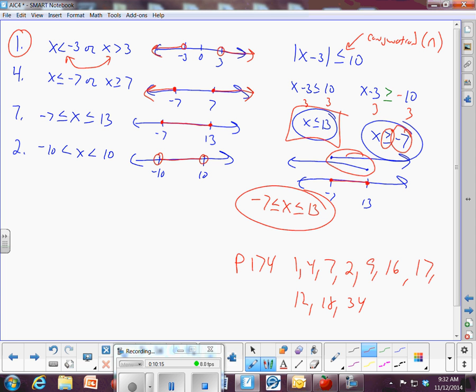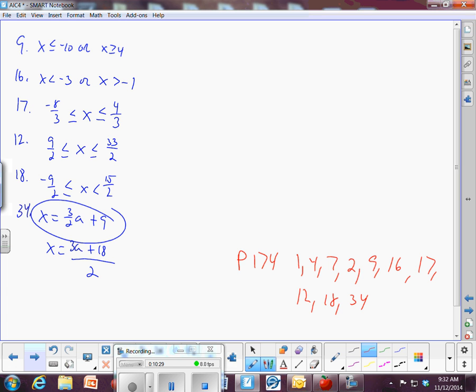Anything else, 1, 4, 7, or 2? Of course, 2 is the exact same problem. That's why I gave you an odd and then the even that goes with it. Any other questions, 1, 4, 7, or 2? Okay. 9 through 18. Well, 9, 16, 17, 12, or 18.